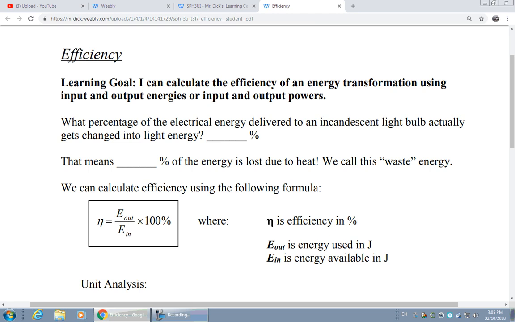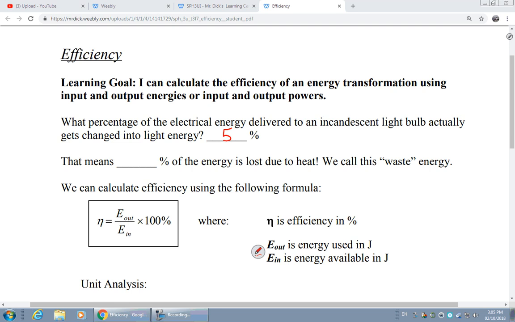For an example, if we talk about the electrical energy that's being delivered to an incandescent light bulb, we could ask how much of that energy that we pump into the light bulb is actually converted directly into light energy. And you may be a little bit shocked to hear this, but it's actually only about 5%. So we pump in a whole bunch of electrical energy, but a whole bunch of it gets lost along the way and does not get changed over into light energy, which was our goal.